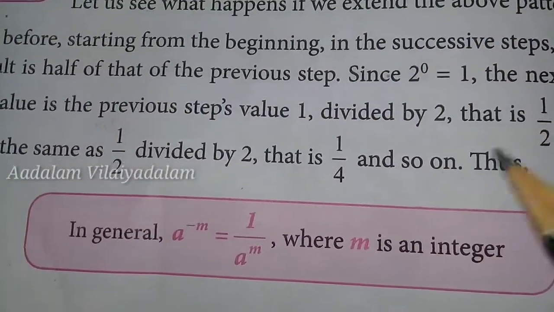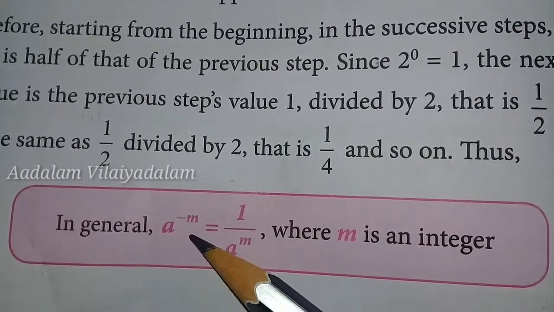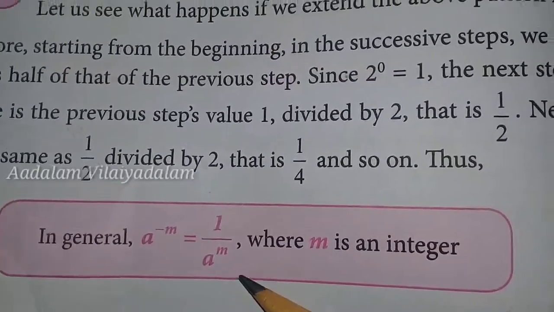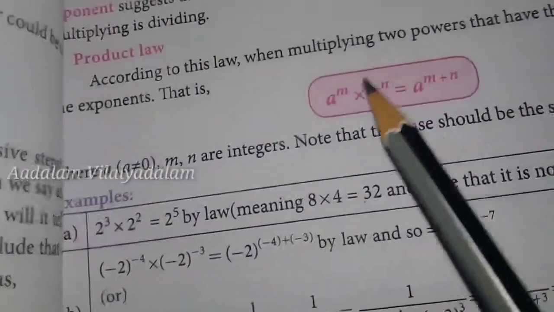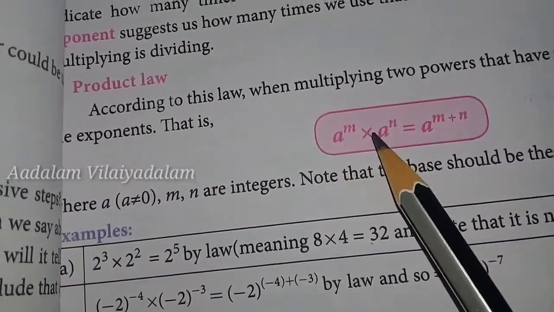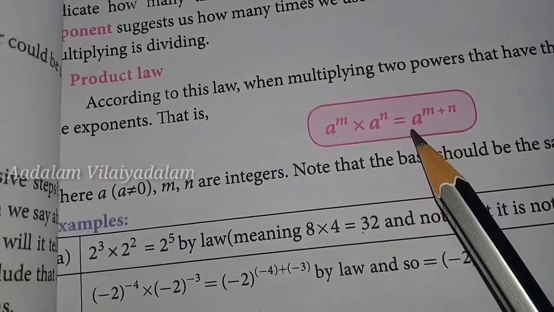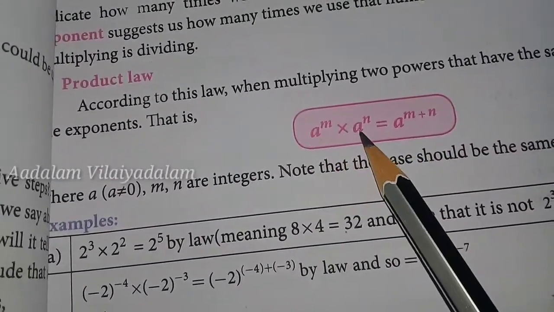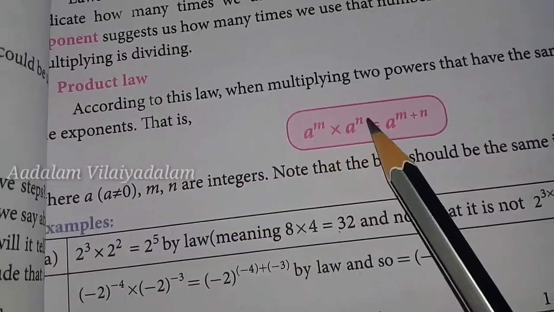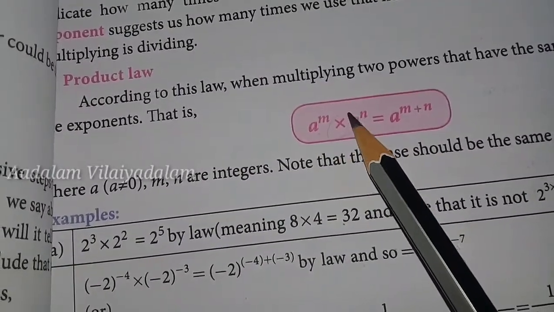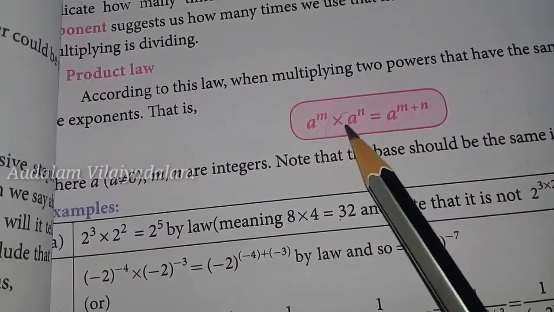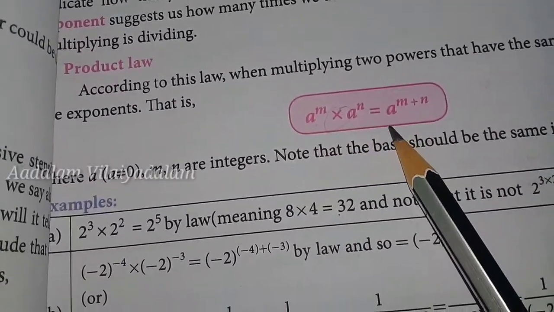The second formula: a power minus m is equal to 1 divided by a power m. The third one: a power m into a power n is equal to a power m plus n. Here the base value is the same and the power value is different. Under multiplication we use this formula.